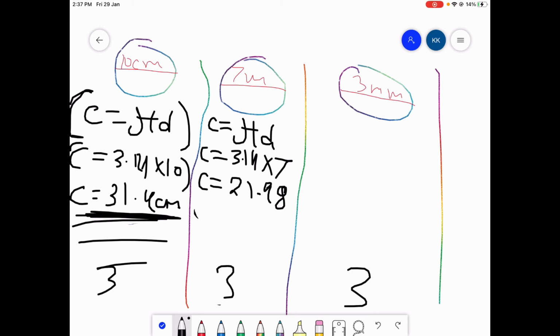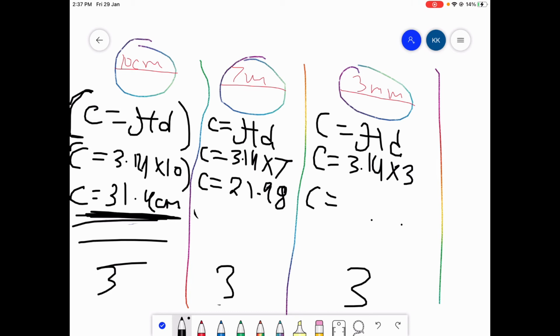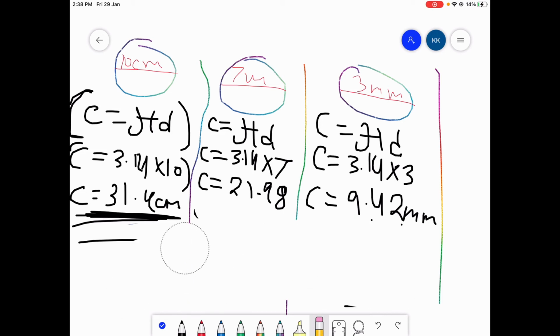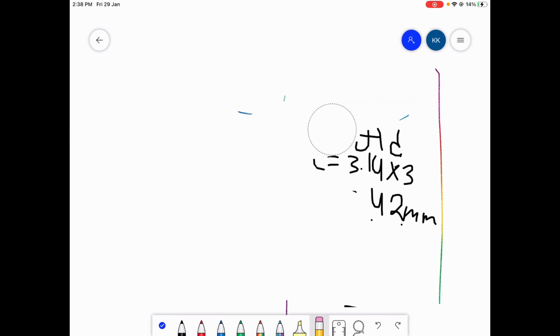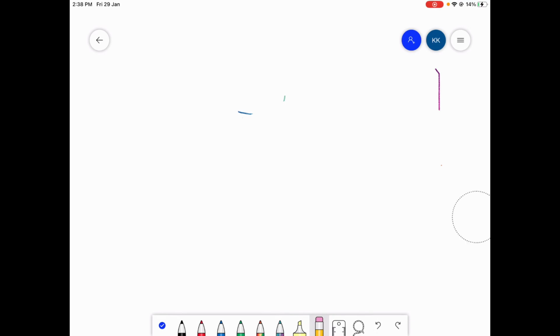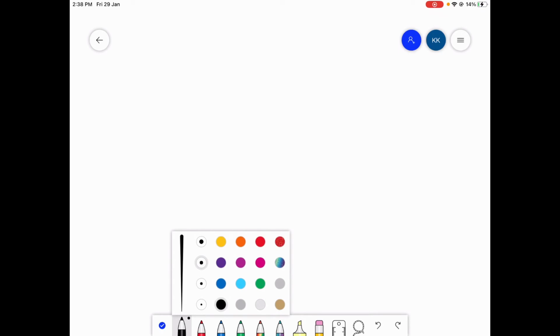So let's complete the 3 meter. C equals pi d, which is C equals 3.14 times 3, and C equals 9.42 millimeter. So we finished the diameter. Now we want to find the radius of the circumference.